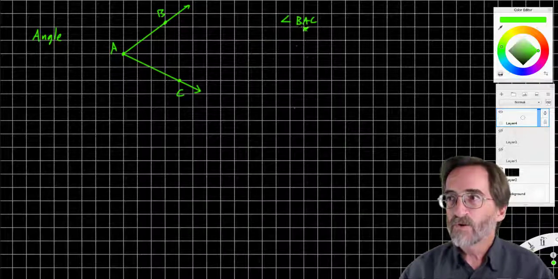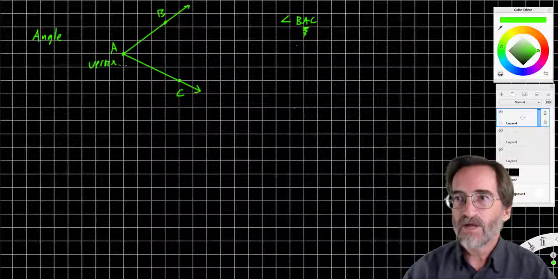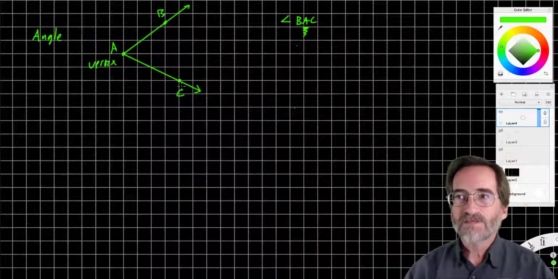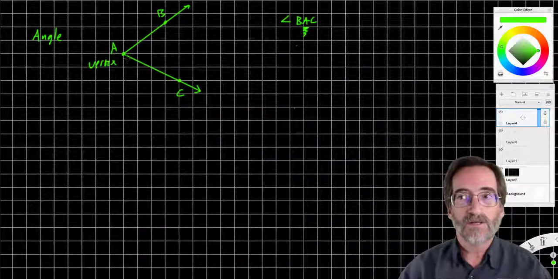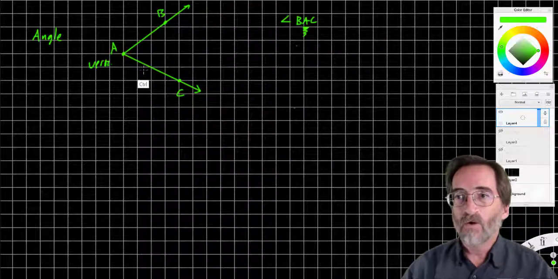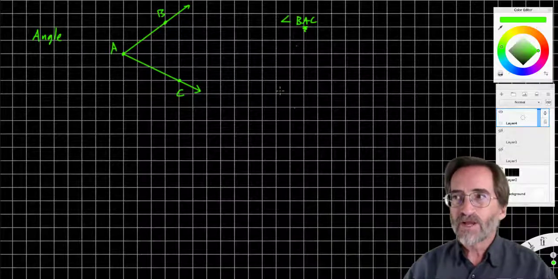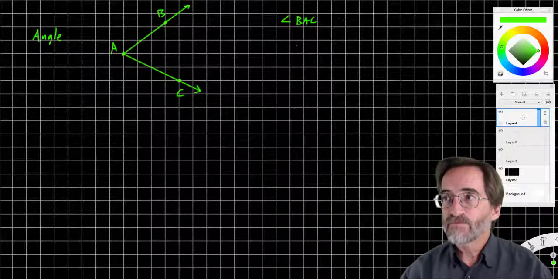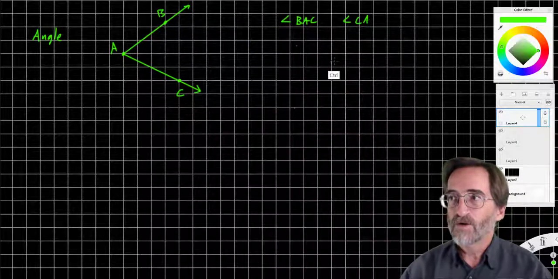Now it's really important that the middle letter be the vertex of the angle. B is not the vertex, C is not the vertex, A is the vertex. It's the common origin for the rays that start from the same point, or the corner. The vertex and corner are synonymous. So A must be the middle letter. This is not angle ABC. This is not angle CBA. It is angle BAC. It could also be angle CAB. That's perfectly valid as well.